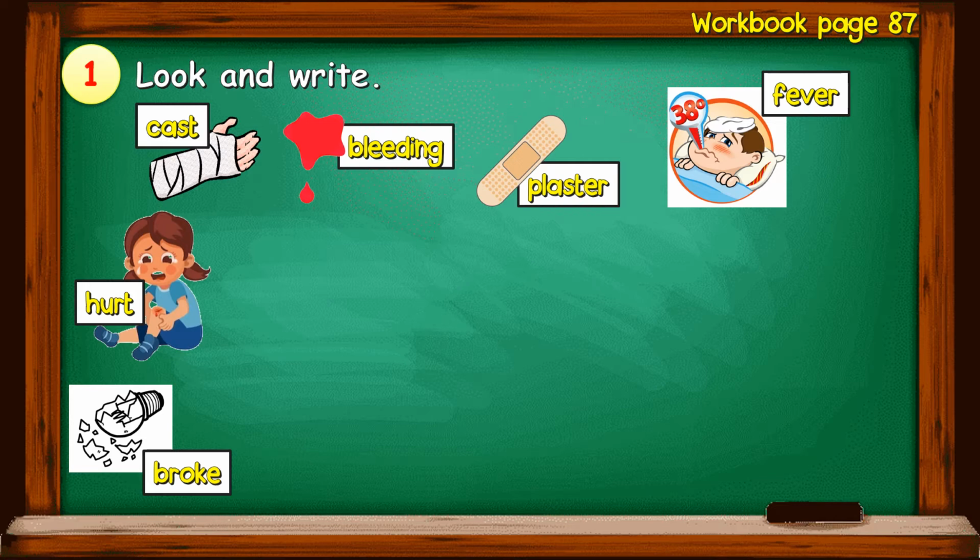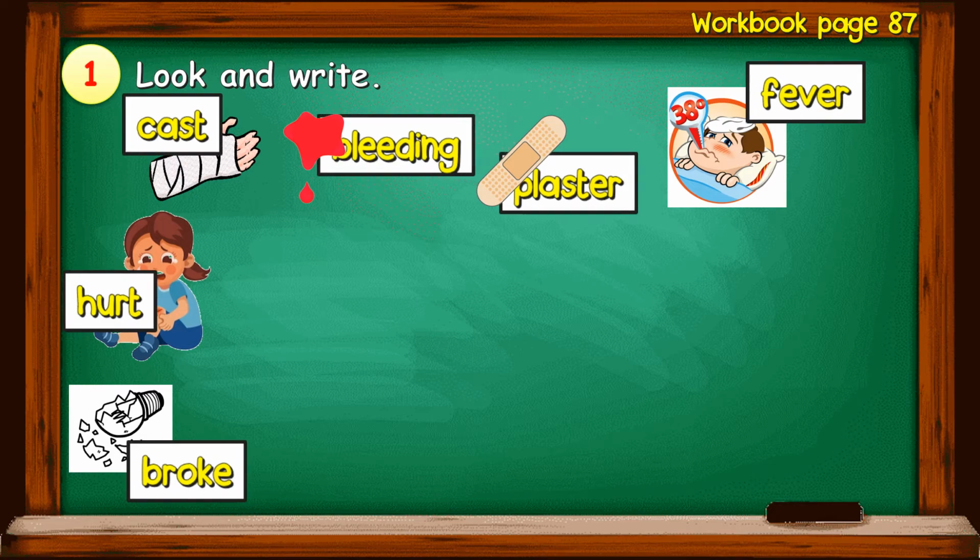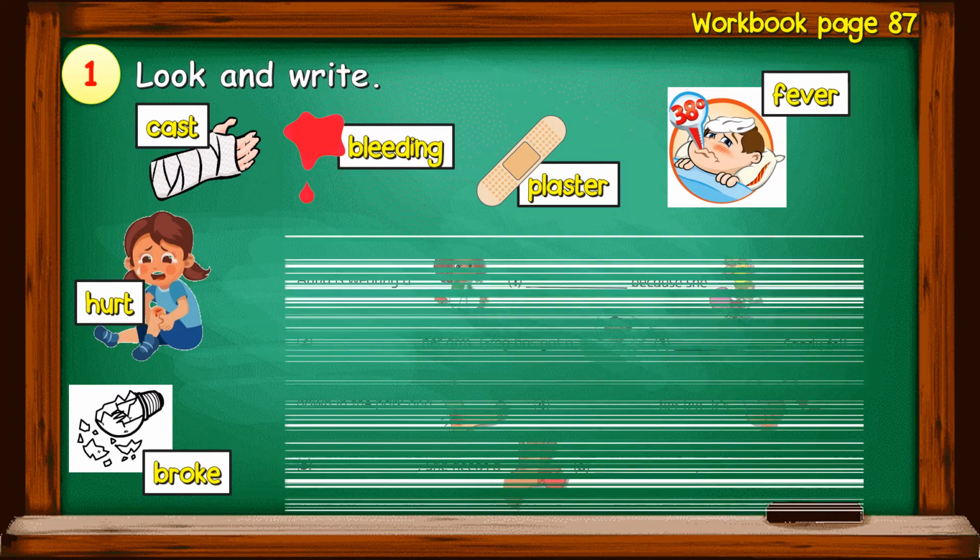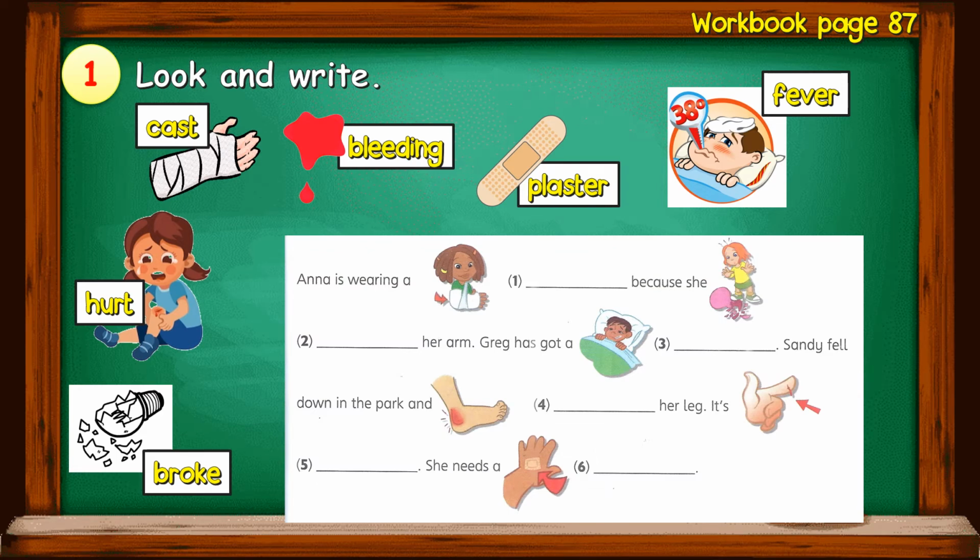So, what should you do with all these 6 words? Okay, you fill it in the blank. Anna is wearing a what? Because she, her arm. Greg has got a? Sandy fell down in the park and what her leg? It's what, you see? Blood coming out is? She needs a? What's that? Complete this paragraph using the words that are given.